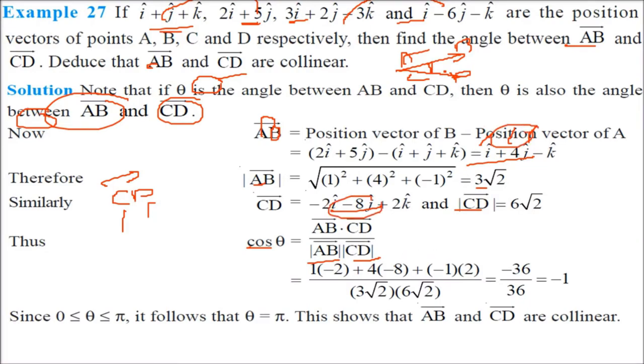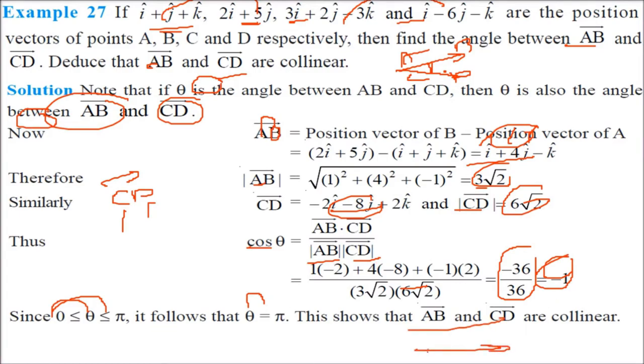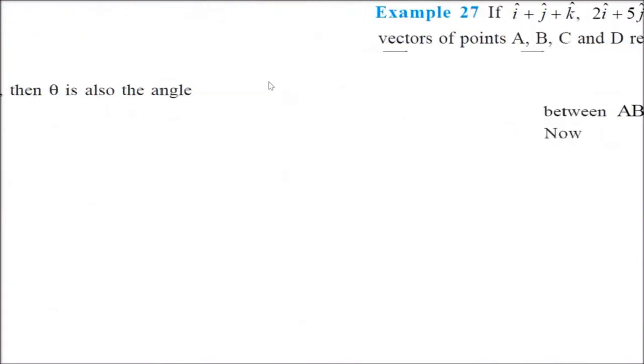AB and CD, we have to take the dot product. Just take the dot product, and in the denominator you have to multiply the AB and CD magnitudes. So you get minus 1 here. Now theta is lying between 0 and 180 degrees. So theta will be equal to pi, because cos theta is negative 1. That is, theta is equal to pi. So this means that AB and CD are what? They are collinear. So we have deduced by the angle that they are collinear, that is, lying on the same line.